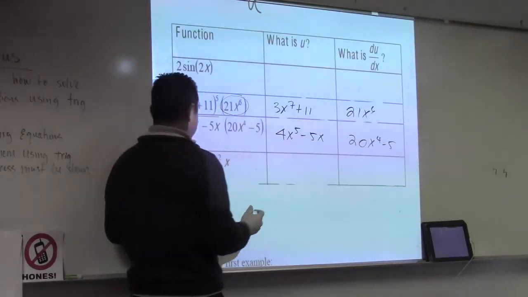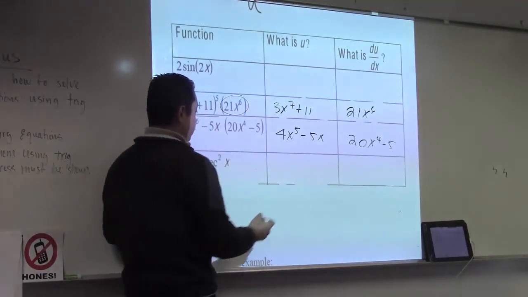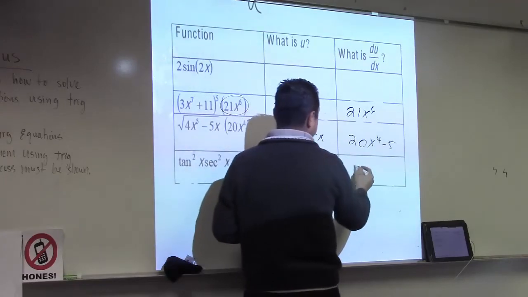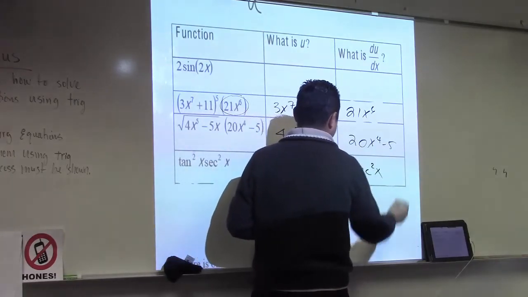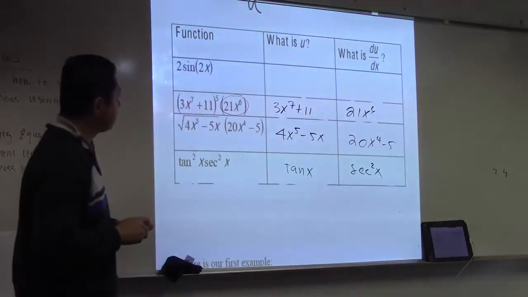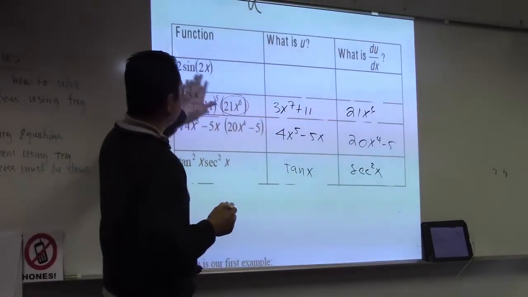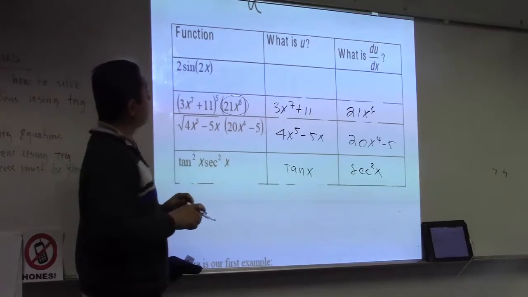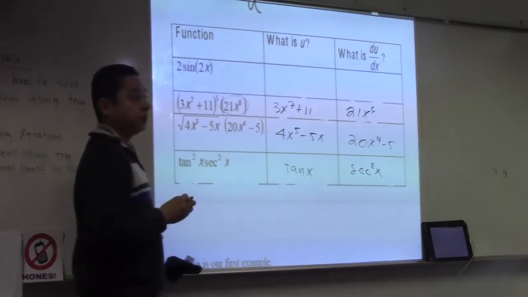We'll work this problem so that you can see exactly what we're talking about. So your u is just tangent x, and your du is secant squared x. And what about that one? What would you call your u?